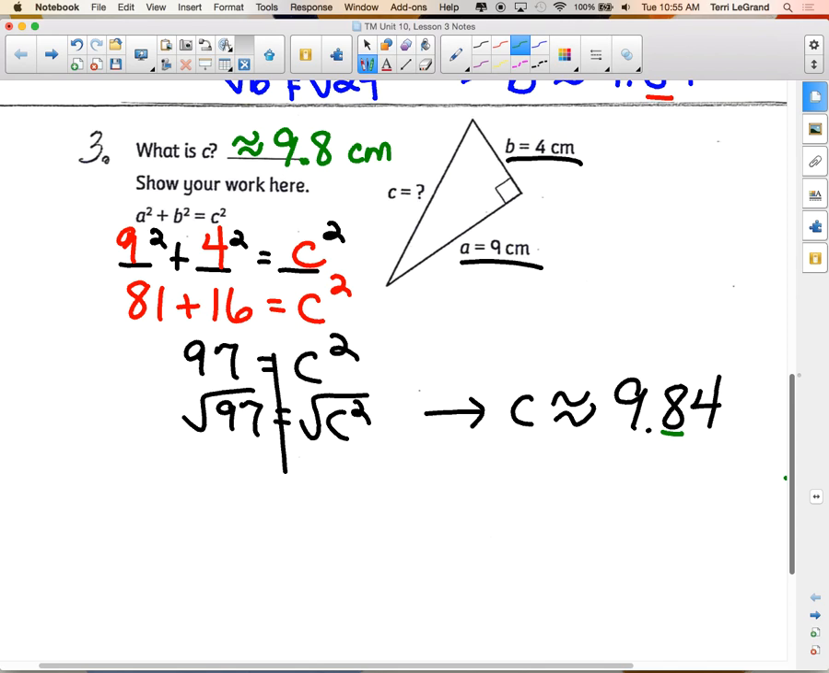Okay, so we're gonna be doing some of this today. So yesterday we did the finding C, but we did not do any finding A or B. So anybody have questions before we move on to applying the Pythagorean theorem to word problems? Picture problems, whatever you want to call them. Okay, then let's go to the back side and do some more.